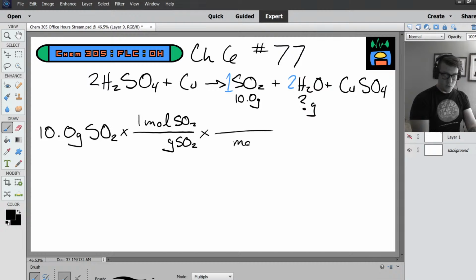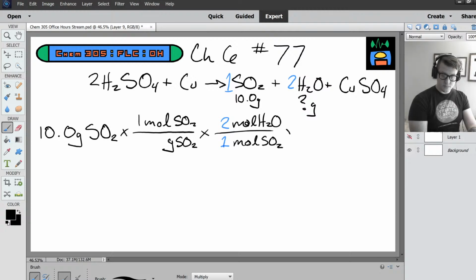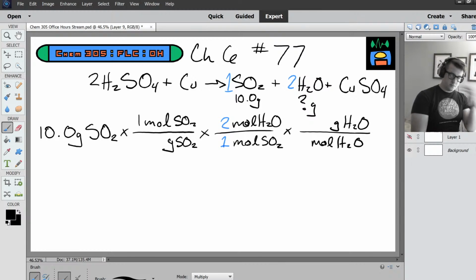Next, we convert from moles of sulfur dioxide to moles of water. And this unit conversion comes straight out of the balanced chemical equation. For every 1 mole of sulfur dioxide that is produced, we will also produce 2 moles of water. And then finally, we need to convert from moles of H2O to grams of H2O, and we use the molecular weight here.